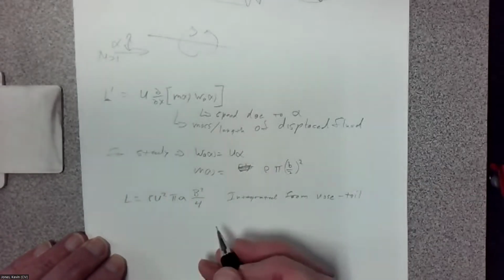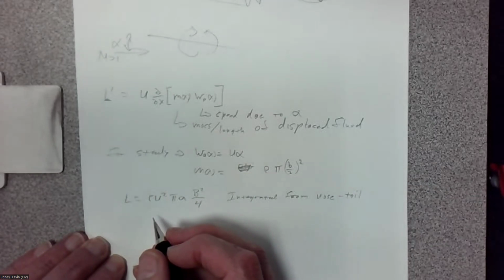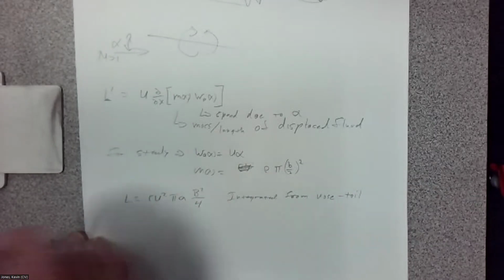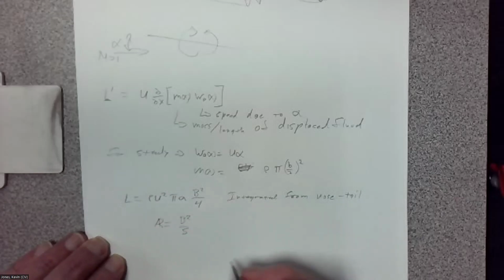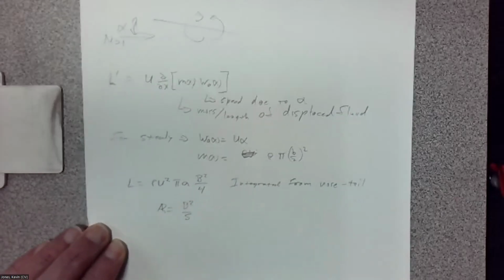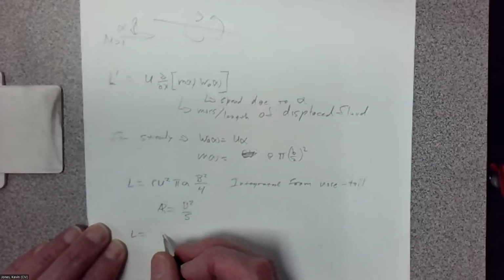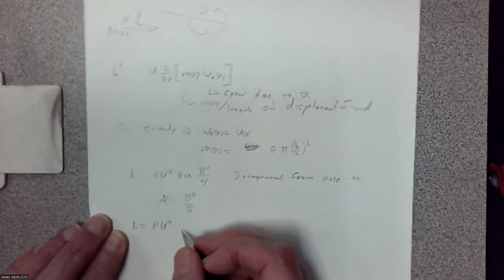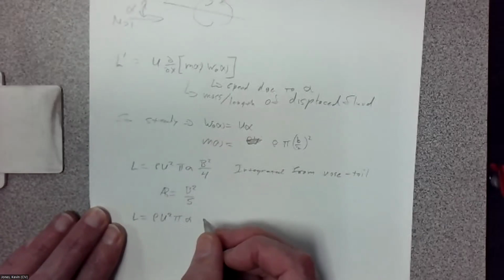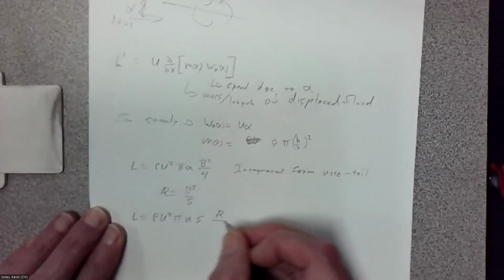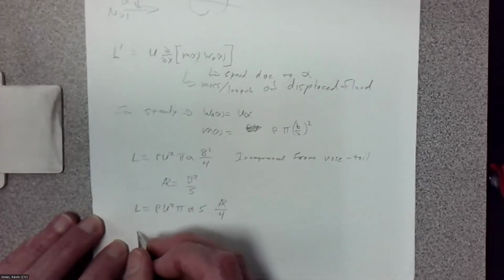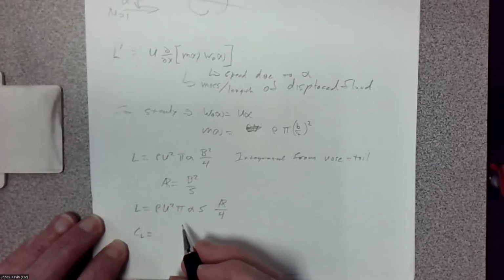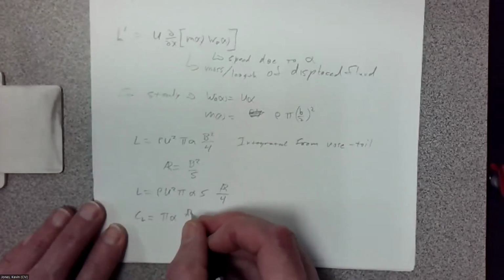And we can make a substitution. You guys probably know this from homework 4. We had aspect ratio is B squared over S. So subbing that in, we get lift is rho U squared pi alpha S aspect ratio over 4. And if we turn that into a coefficient, CL divided by half rho U squared, we end up with pi alpha times aspect ratio over 2.